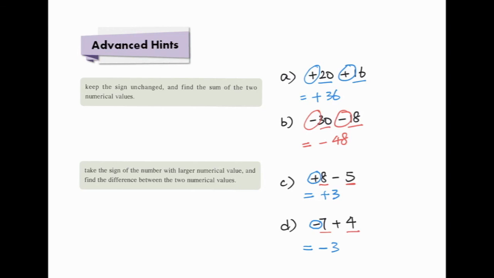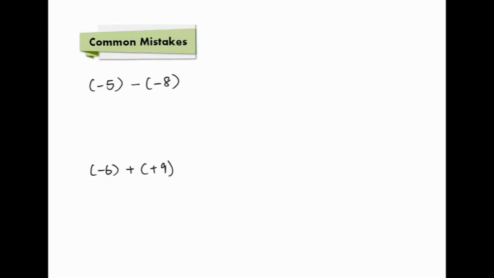The common mistakes in this chapter are that students may remove the brackets in a wrong way. For example, -5 minus -8. Students may see that there are so many negative signs, so the sign in the middle should also be a minus sign. They will write 5 minus 8 and get -3, but this is wrong. Can you figure out the correct answer?